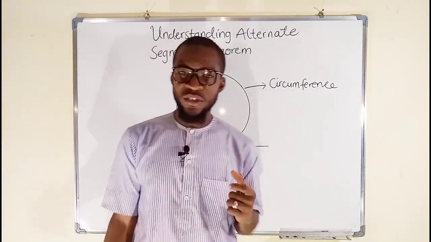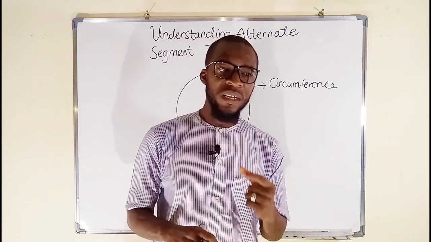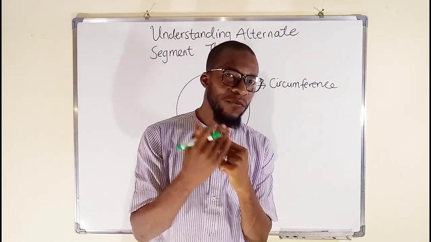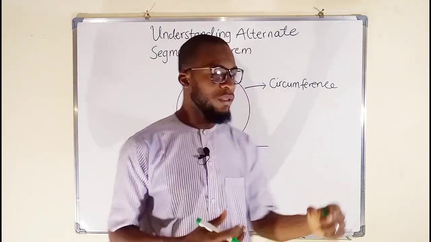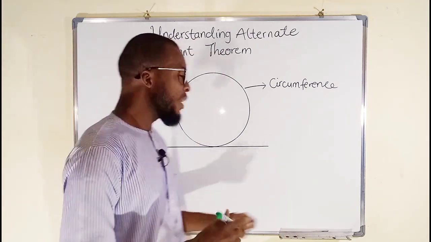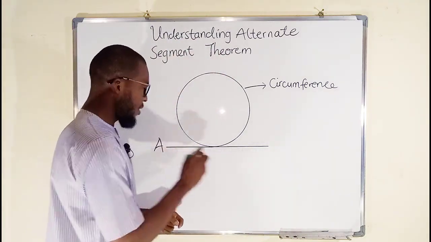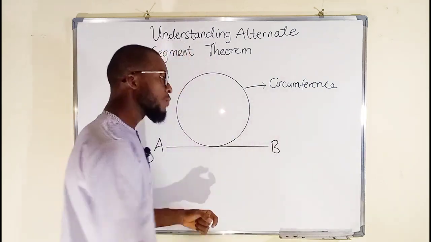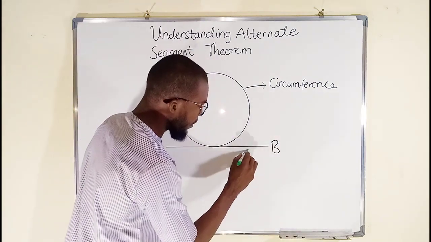We also need a tangent. A tangent is any line that touches the circumference at exactly one point. So this is a tangent. Let me label it as AB. And this is a tangent.